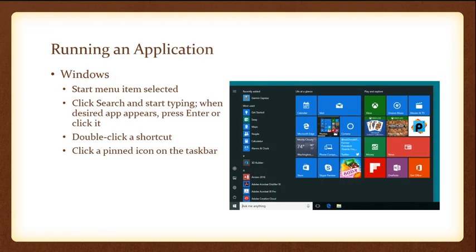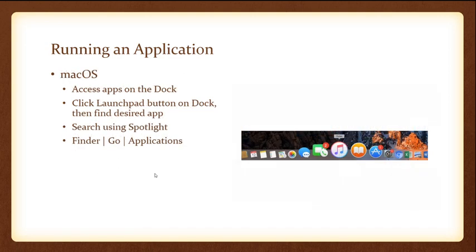So let's talk about how we run an application. And some of this will be pretty common sense. You've done it most of your life when you deal with computers, but we're going to go through the different OSs as well. For Windows, you can open the Start menu and select the item within that. You can click on the search bar, which is down here on the bottom near the taskbar, and start typing. And when the desired app pops up, you can press Enter or click on it. You could double click on a shortcut or click on a pin icon down in the taskbar. Once you open your Start menu, you can also hit any of these tiles as well. But there's a lot of different ways that you can open a Windows application.